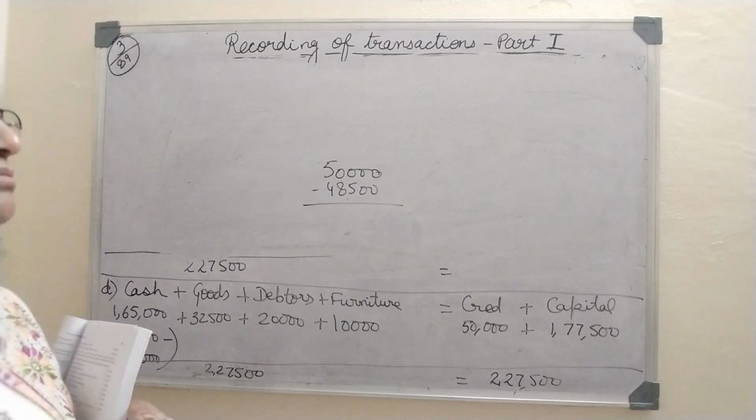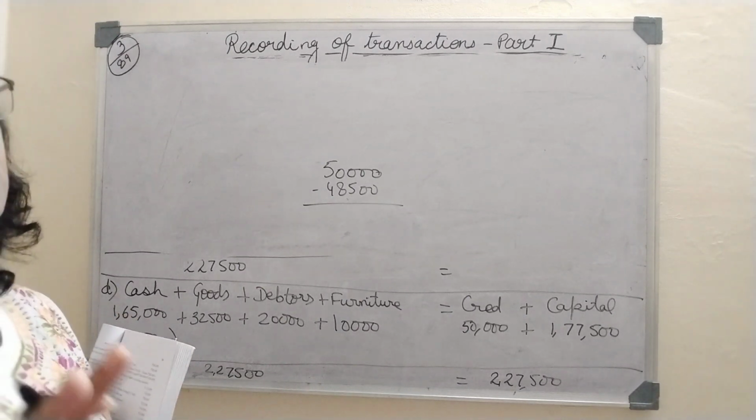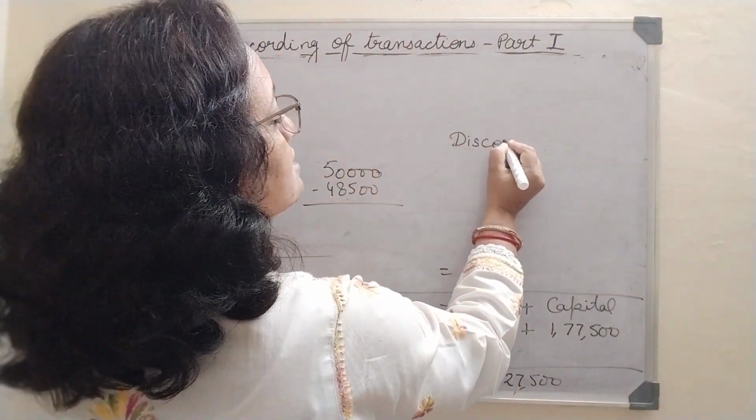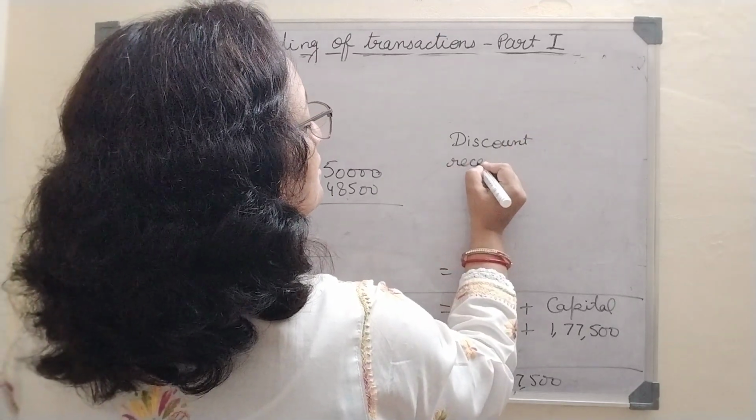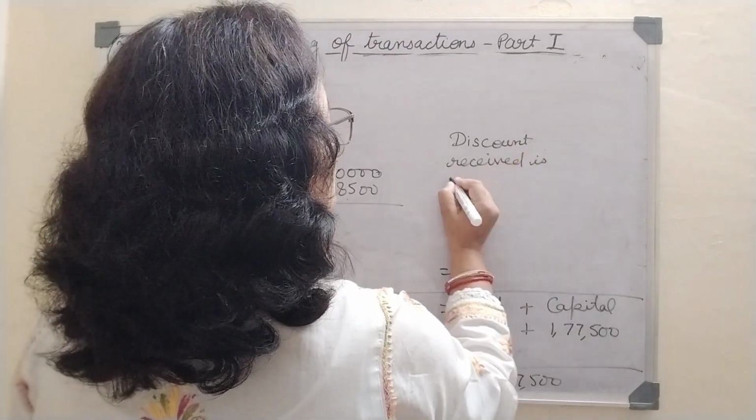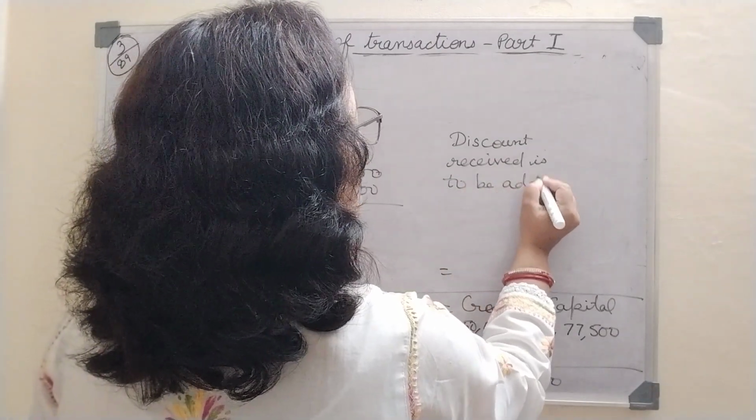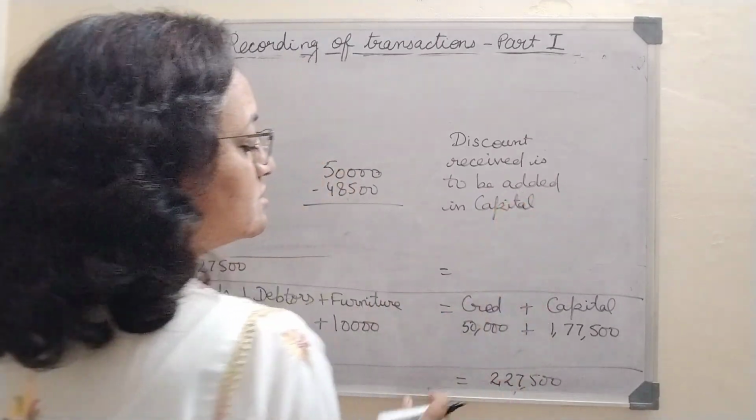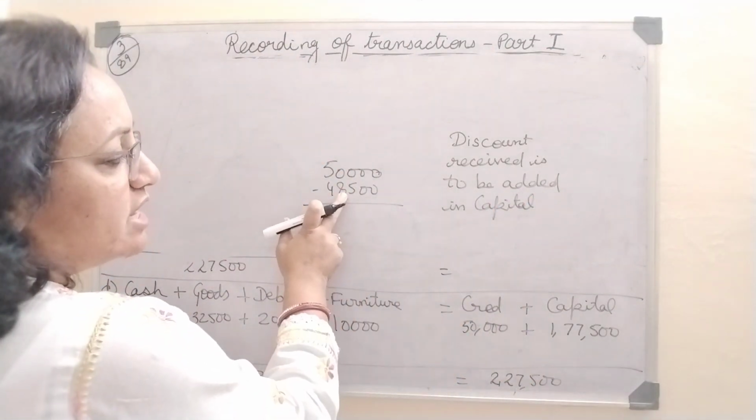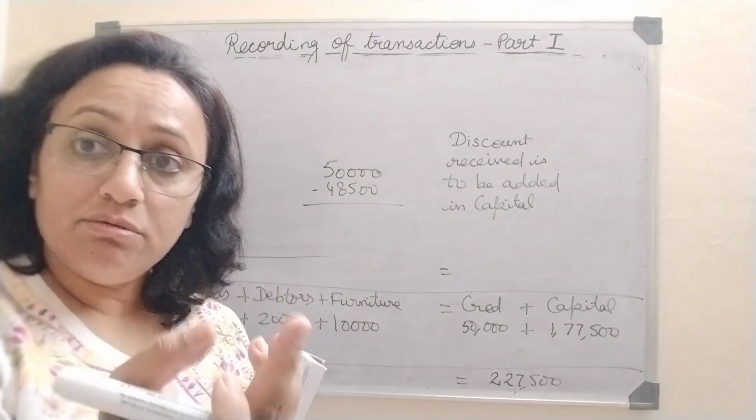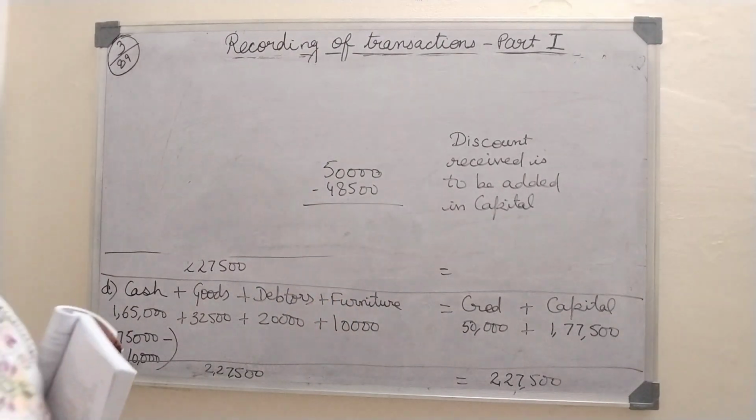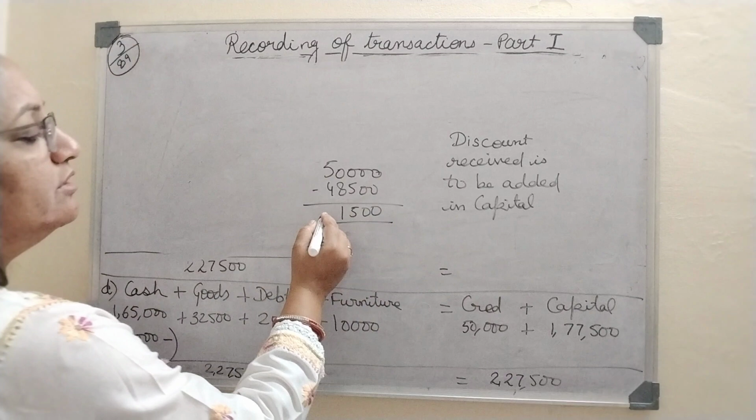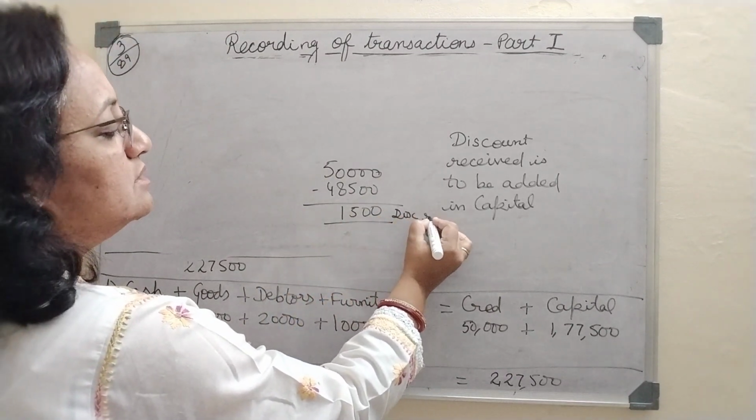So whenever I am receiving discount, that discount received is added in capital. Please note down somewhere as a note that discount received is to be added in capital. Because my creditor is giving me discount, I was supposed to pay him 50,000, but I have paid 48,500. So he has given me discount on that amount. So how much is the discount? 1,500, right? So this is discount received.